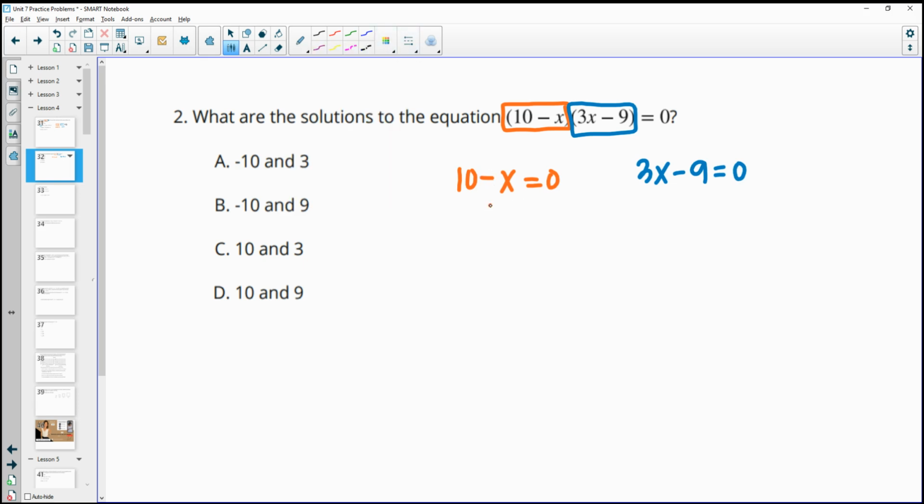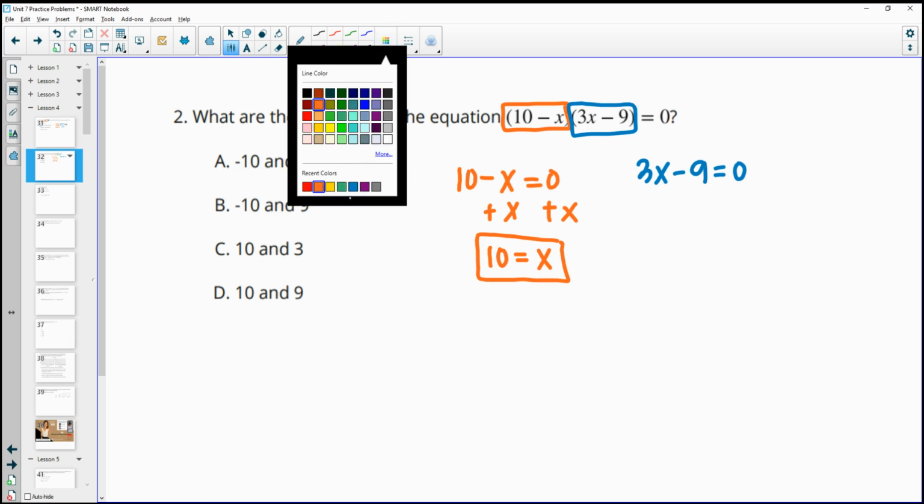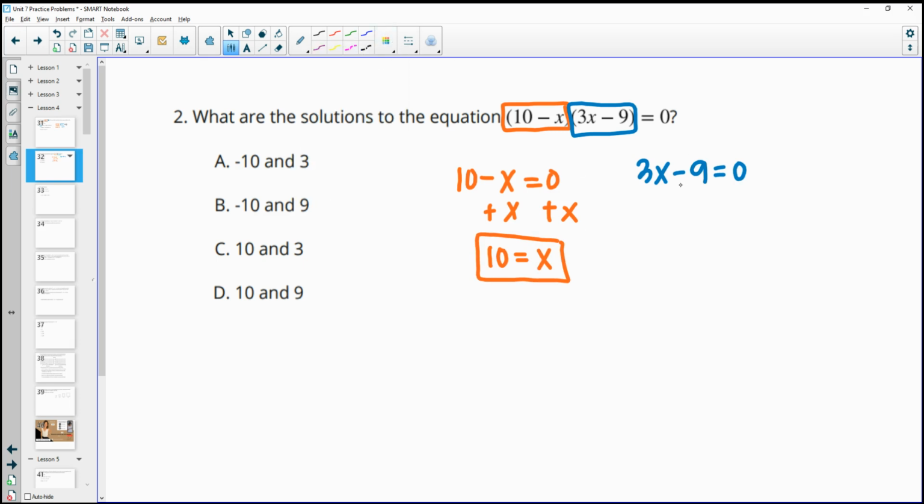So this says negative x, so I'm just going to add x to both sides because negative x plus x is 0. So this side will just be 10 equals x, and then I'm solved for x. So here's one of my solutions. And then in this one, I'm going to get x alone. So I'm going to undo this subtraction by adding 9 to both sides because negative 9 plus 9 is 0. So I'm left with just 3x on the left side, and then 0 plus 9.